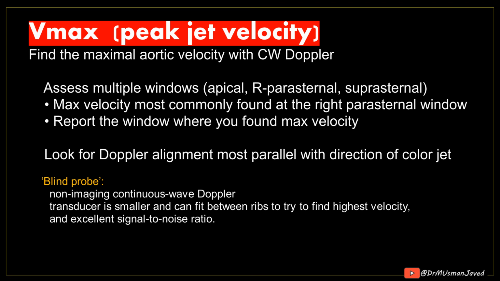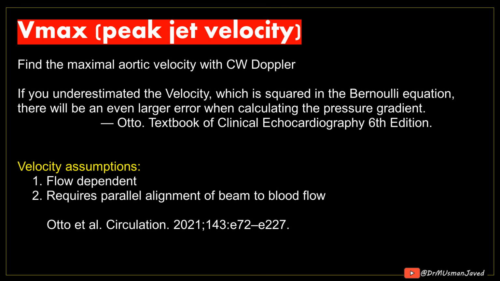It's recommended to also use a blind probe, a non-imaging continuous wave Doppler transducer, which is smaller. It can fit between the rib spaces and also has an excellent signal to noise ratio to try to find that highest velocity. And the key to this is that if you underestimate the velocity, which is squared in the Bernoulli equation, which we're going to talk about, there'll be an even larger error when calculating the pressure gradient. So it's very important to get that velocity right.